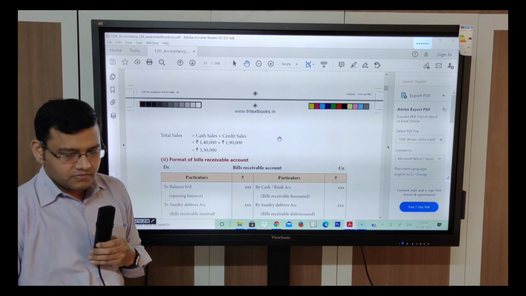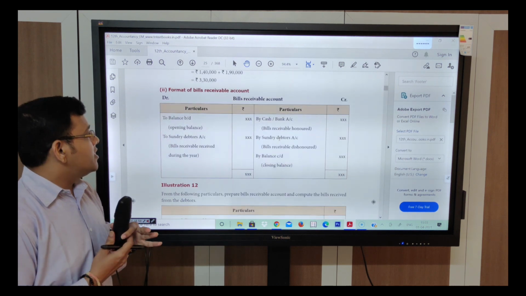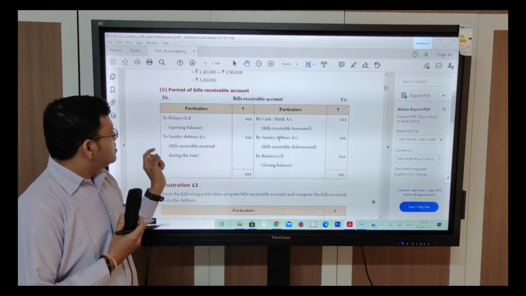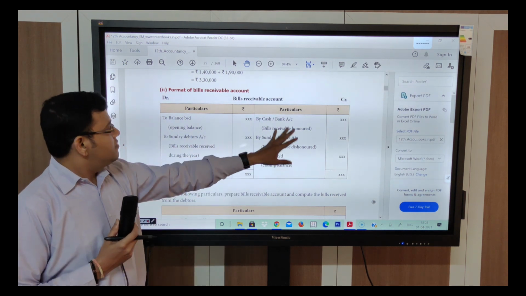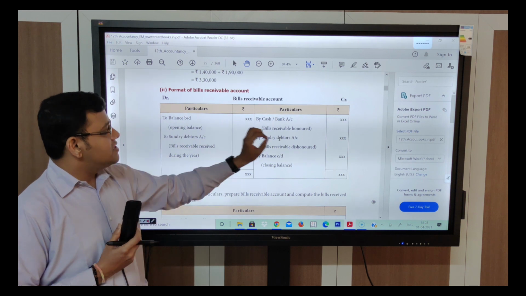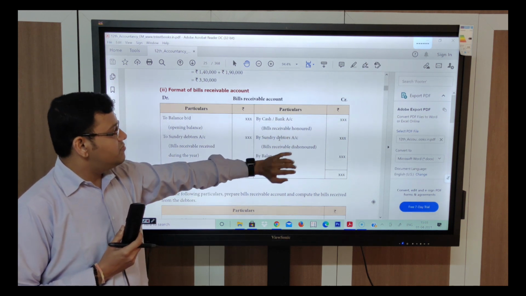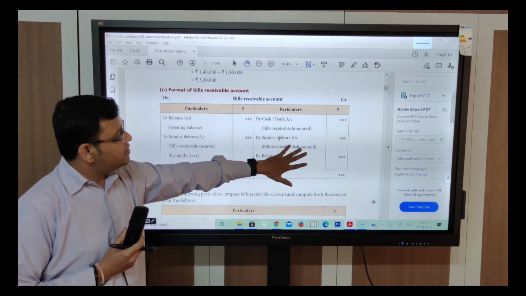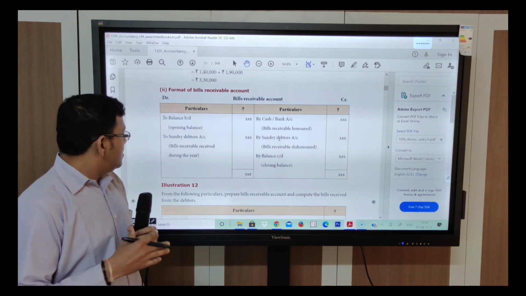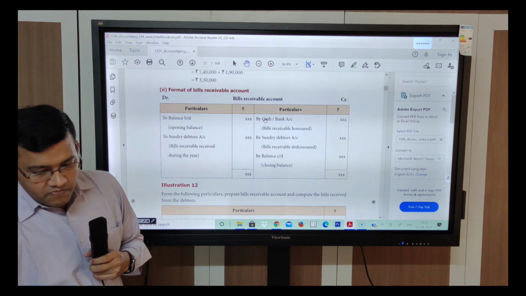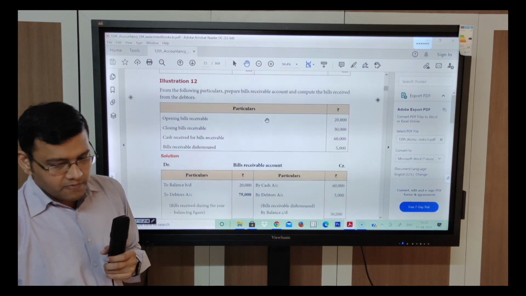Next, the format of bills receivable account. Bills receivable, again, we have just discussed in the theory class. So very quickly we will say the opening balance, cash received, the bills received, honored, dishonored, closing balance, and the sundry debtors, which is received during the year. So with this we will get into the illustration.